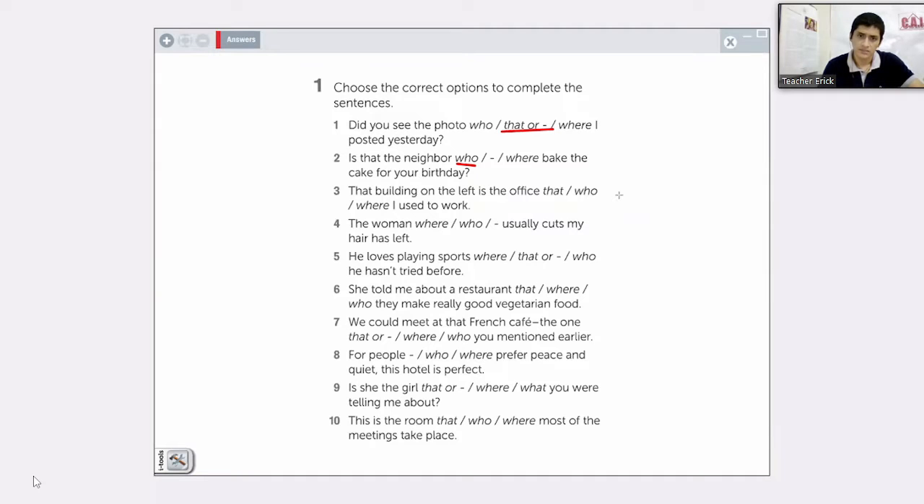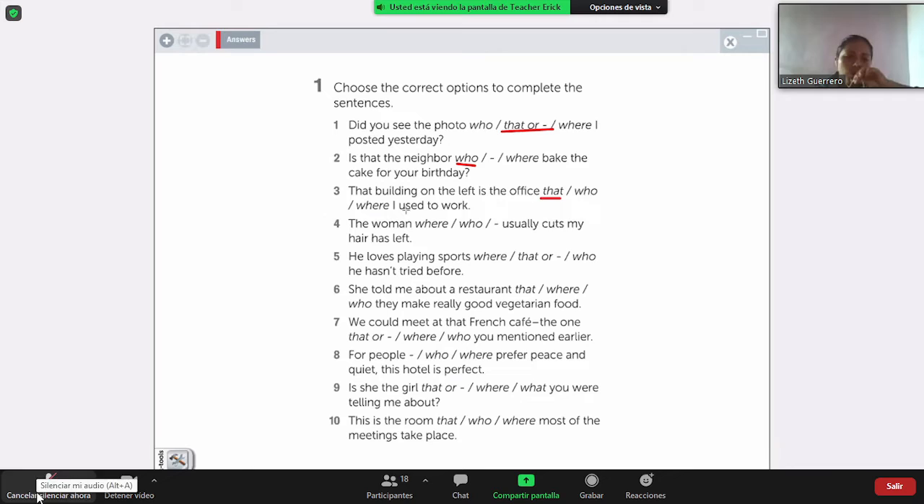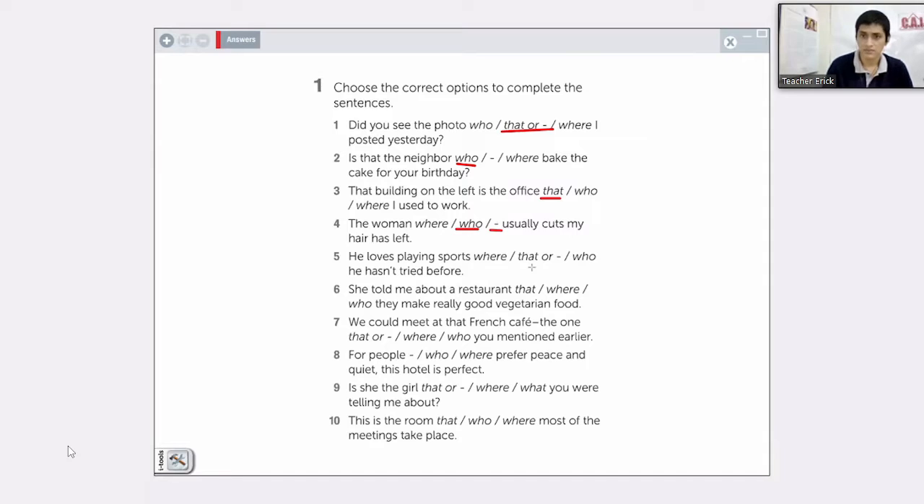Number 3 says the building on the left is the office that, who, or where I used to work. Number 4, the woman who, where, or hyphen usually cuts my hair. Who? Not who, someone said not, without a hyphen.